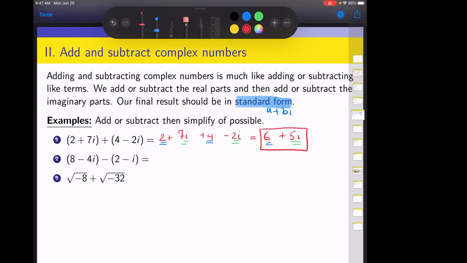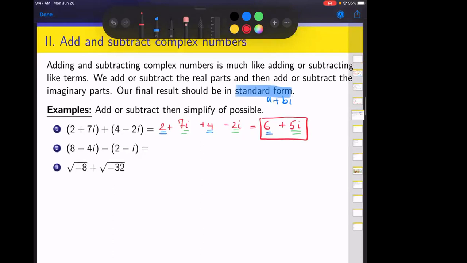All right. So 8 minus 4i, but then there's a negative in front of the parentheses. So you distribute that negative 1. So negative 1 times 2 is negative 2. Negative 1 times negative i is positive 1i, or positive i. Combine like terms. 8 minus 2 is 6. And then negative 4i plus i is negative 3i.